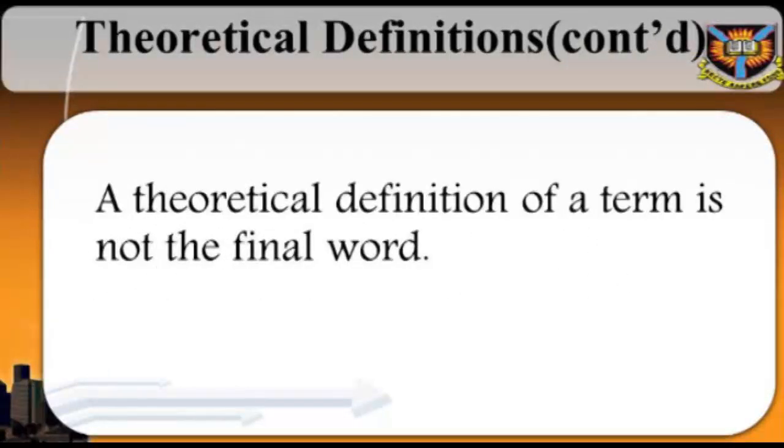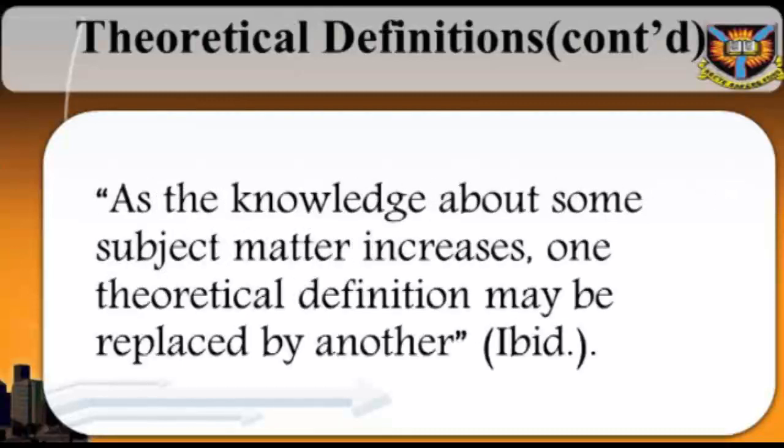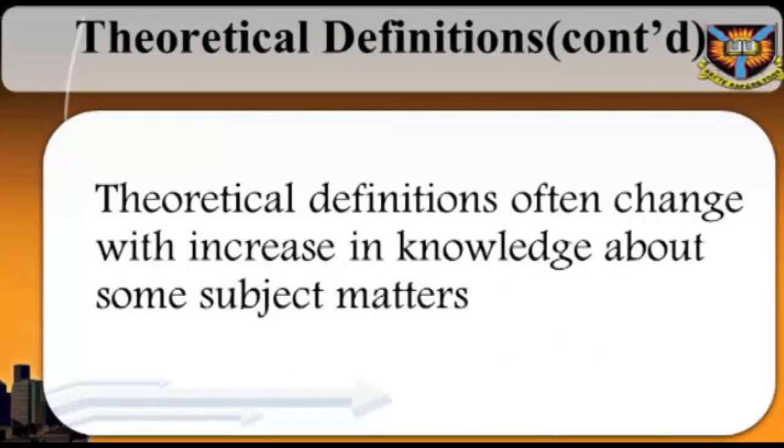It must be stated that a theoretical definition of a term is not the final word. In other words, as the knowledge about some subject matter increases, one theoretical definition may be replaced by another. For instance, Socrates contested the theoretical definition of the term justice offered by Thrasymachus, who in Plato's Republic defined justice as the interest of the stronger. Today, we have different theoretical definitions of justice, implying that theoretical definitions often change with increase in knowledge about some subject matters.